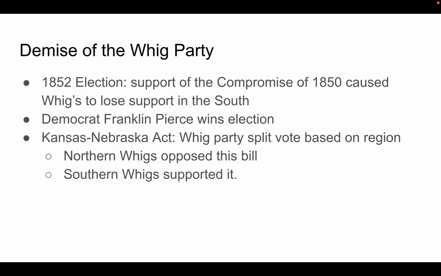Shortly after that, in 1854, we have the Kansas-Nebraska Act, and the Whig Party, which was not just a particular regional party, were split on this decision, right? The northern Whigs in the northern states opposed the Kansas-Nebraska Act because it violated the Missouri Compromise and the spirit of the Compromise of 1850 and allowed for states to choose for themselves. And southern Whigs supported it because it allowed for the possibility of the expansion of slavery.